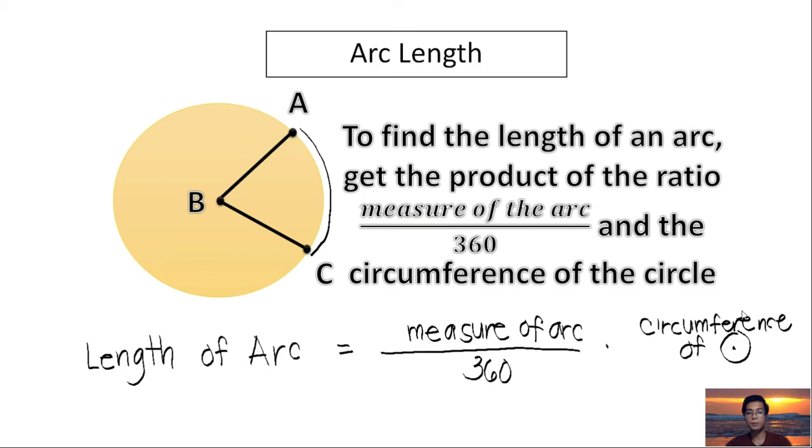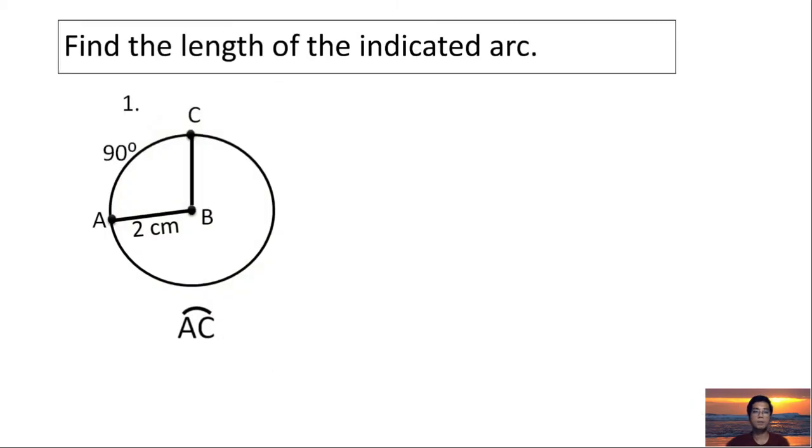So, gaya din po nung nauna nating video, hahatiin natin yung solution into part A and part B. Tapos, para makuha yung length of arc, pagta-times mo lang po itong dalawa. Maliwanag? Apply natin sa mga examples. Number 1. Find the length of the indicated arc. So, ano daw ang length ni arc AC? Gaano daw kahaba si arc AC? So, gaya nung ginagawa natin, part A, kunin natin yung measure of the arc. Measure of the arc is 90 over 360.